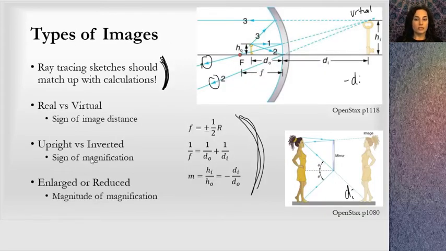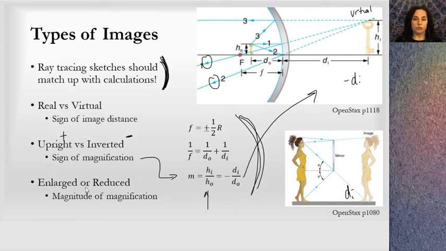So we can look at the sign of the magnification. It turns out if they're pointing in the same direction relative to one another, the magnification will be positive for upright and it will be negative for inverted, because HI will be negative compared to HO. So you can look at the sign of the magnification in order to figure out upright or inverted. And that should correspond with the image that you have in your sketch. If you get an upright image, you should have a positive magnification, and you can tell that it's upright both from the math and from your sketch.